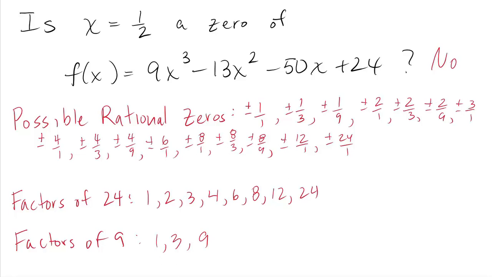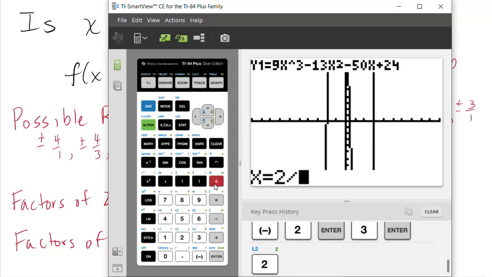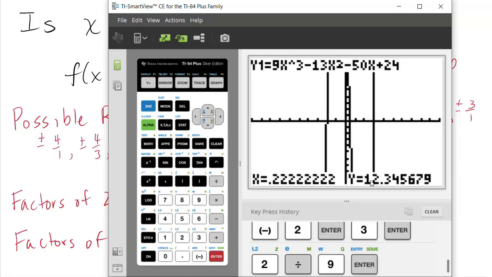Let's start with 2/9. If we guess 2/9, and I can type 2/9 by doing 2 divided by 9. That didn't give us 0. That's not the right guess. We can't even see the point because its y-coordinate is bigger than 10. It's somewhere up here. 2/9 appears to be too small. It looks like the function's decreasing on this interval. And so I'm going to have to pick something bigger than 2/9.